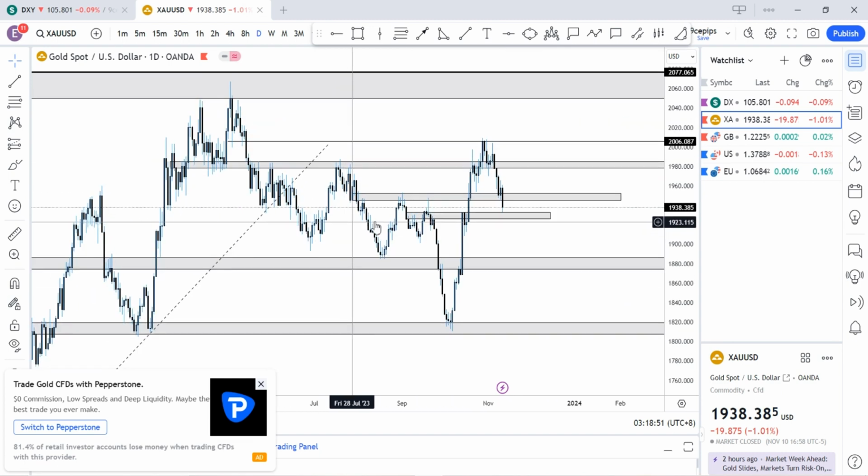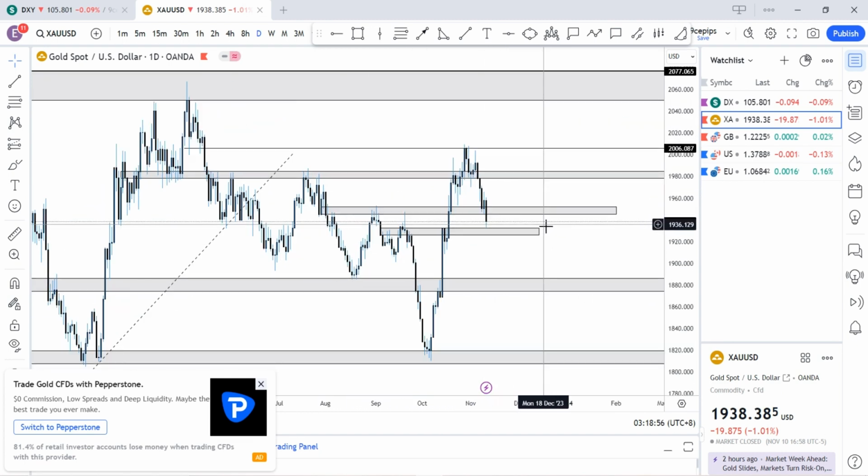So two things on gold. We might see gold just continue to the downside from this region. One, price pulls back from this region to retest this region, then we form a head and shoulder pattern and then continue to the downside.